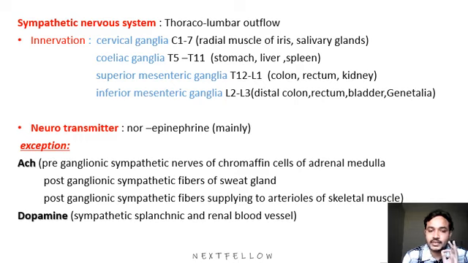The main neurotransmitter is norepinephrine, but there are exceptions. Acetylcholine is the neurotransmitter for the preganglionic supply to the adrenal medulla. Next, the postganglionic supply to the sweat gland. At the same time, the postganglionic supply to the skeletal muscle arterioles. Next, dopamine is also there. This dopamine mainly supplies the renal blood vessels only. So this is the main exception. This is the most frequently asked MCQ. You have to remember it.